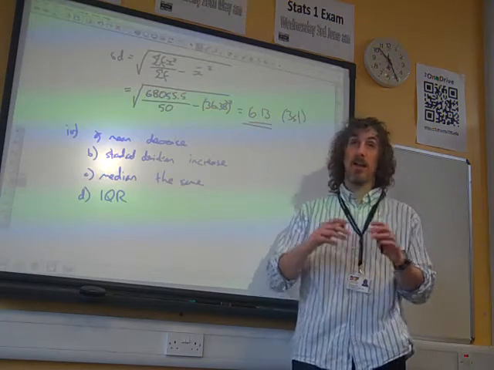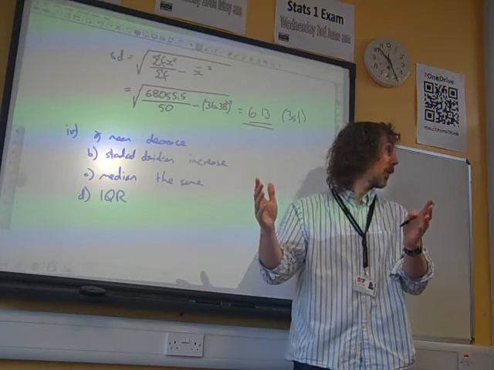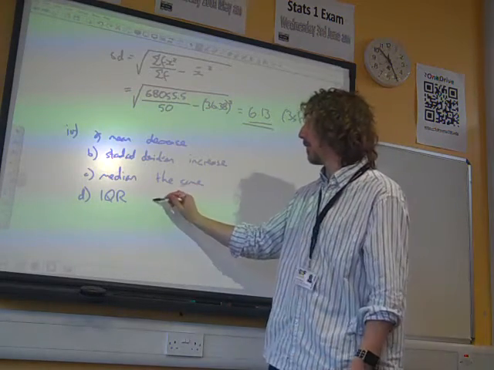And the interquartile range, which we never actually worked out, well, it's the same deal, isn't it? The interquartile range tells us about the middle 50%. So if the winner happened to be faster, the winner wasn't in the middle 50%, the same.